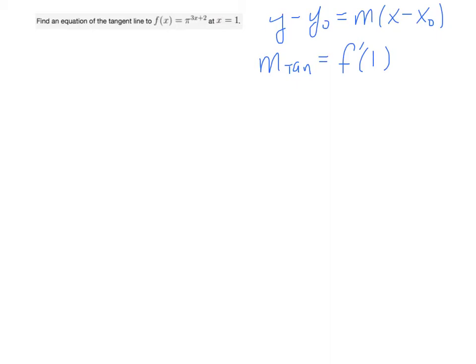So let's see, I have f of x equals pi to the 3x plus 2. Now, to differentiate this function, I have to use logarithmic differentiation. So what I'm going to do here is take a natural log of both sides.